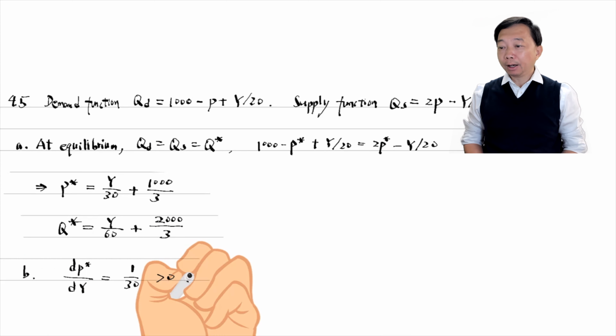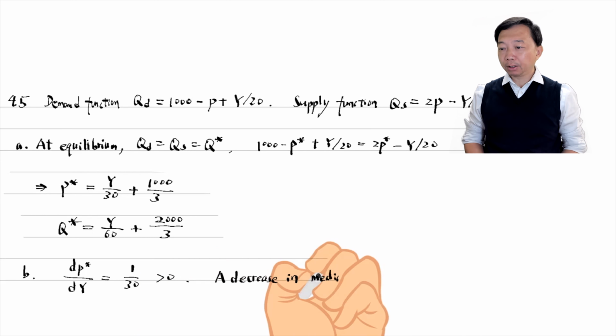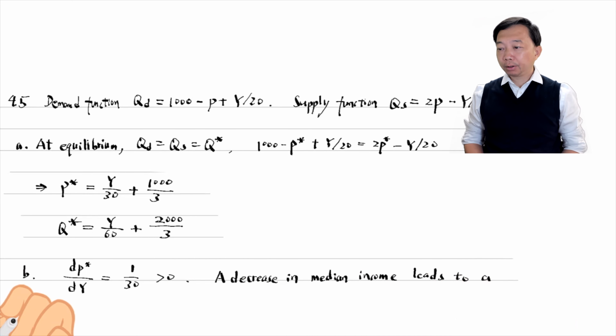We differentiate the equilibrium price with respect to Y and get 1 over 30, which is positive. It means the equilibrium price moves in the same direction as the median income. So a decrease in median income leads to a decrease in the equilibrium rental price.